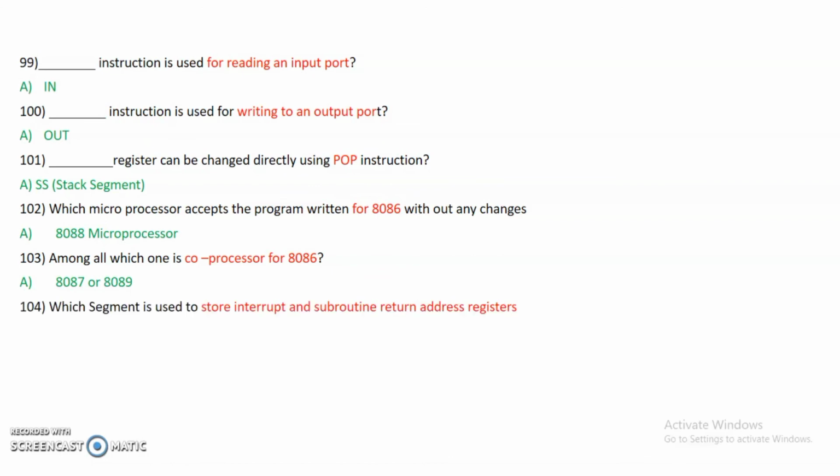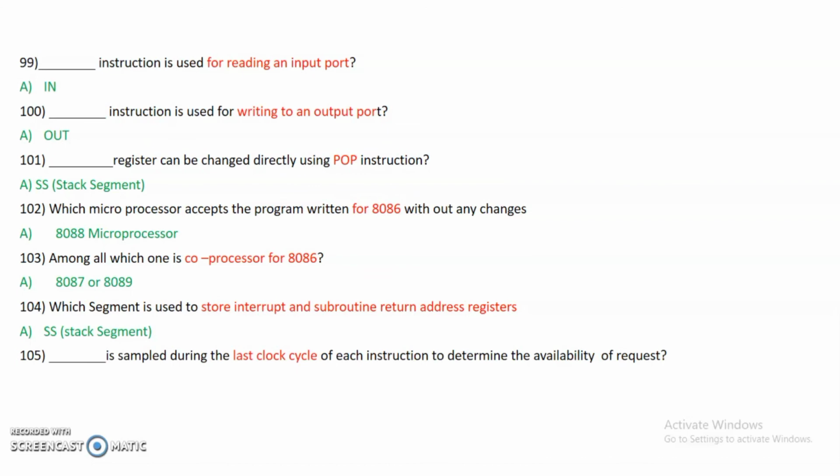Bit number 104. Which segment is used to store interrupt and subroutine return address registers? The answer will be stack segment. Whenever an interrupt occurs in the 8086 microprocessor, it completes the execution of the current instruction, stores the address of the next instruction onto the stack, and moves to the interrupt location. That's the reason why the interrupt or subroutine address is always stored in the stack segment.